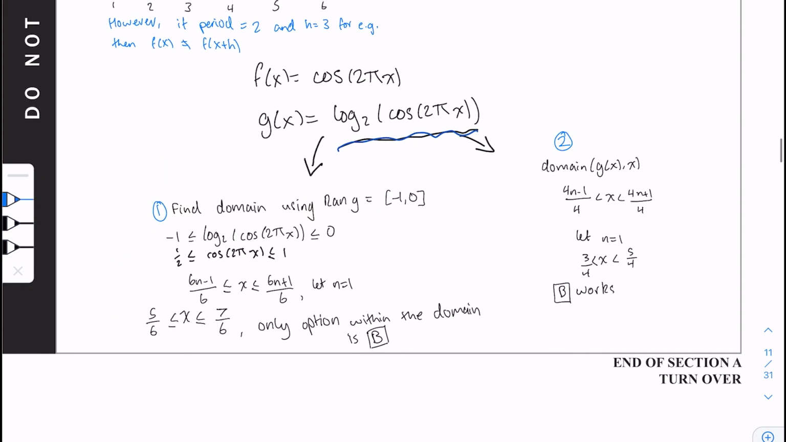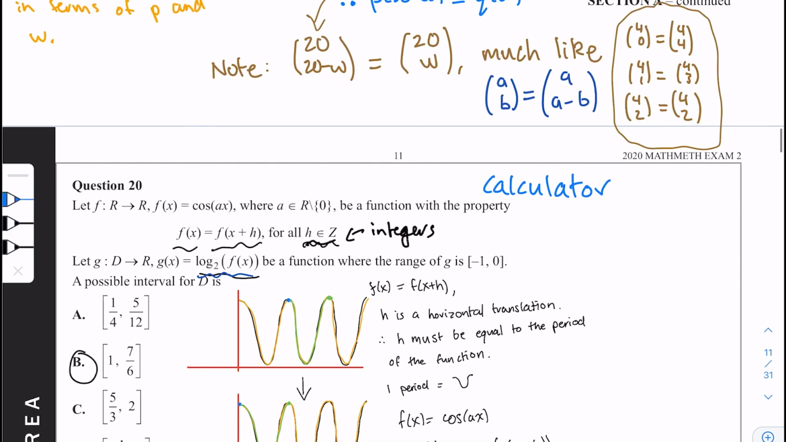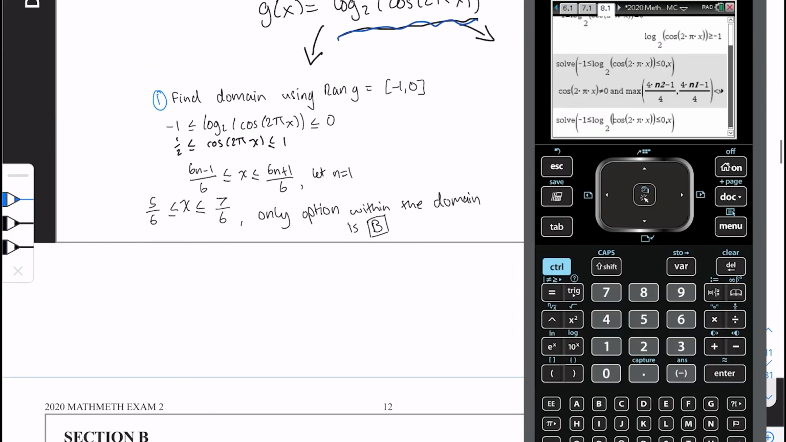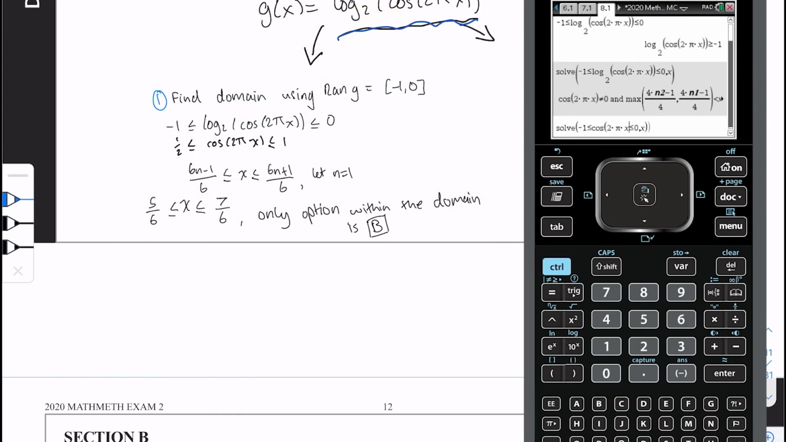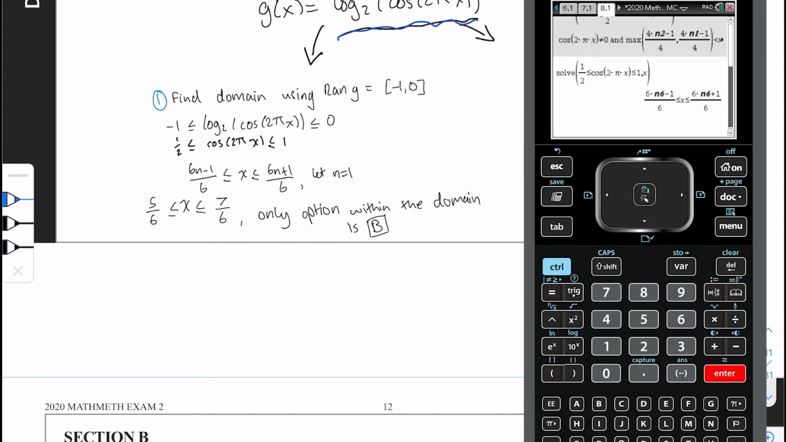And then for this first method, you find the domain using the range. It tells you up here, the range is [-1, 0]. So your y values, aka your g of x values, must be greater than or equal to -1 and less than or equal to 0. And you can't just put this straight in your calculator, it won't give you an answer. So you have to get rid of the log base 2. So you bring the 2 to the power of -1, so you get a half, and you do 2 to the power of 0, which equals 1. And now you can put this in your calculator, solve for x.